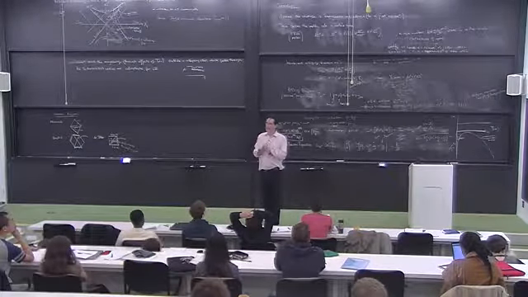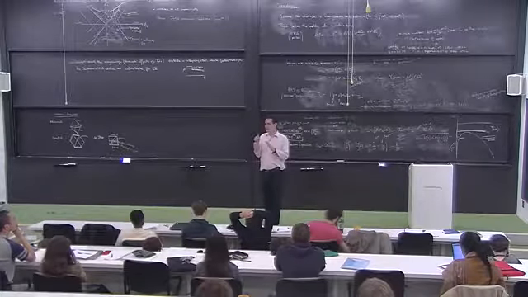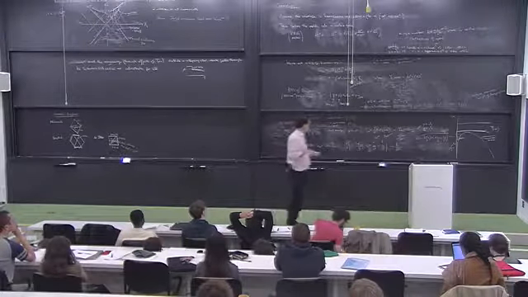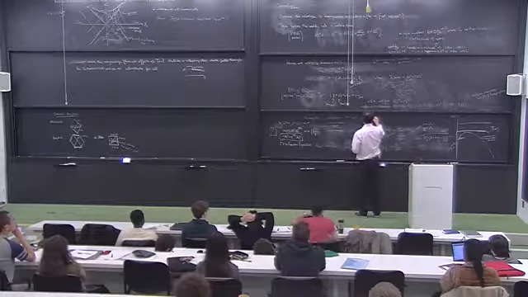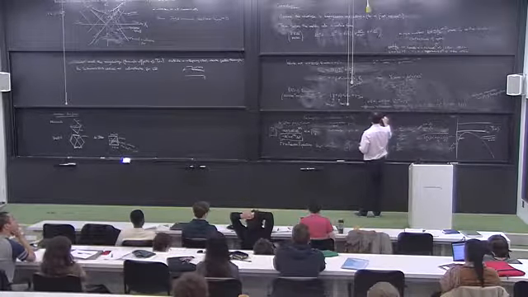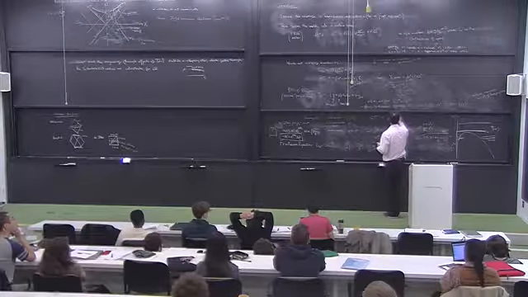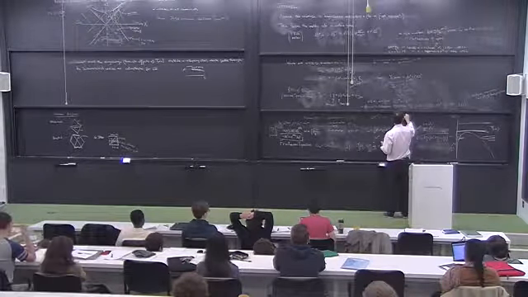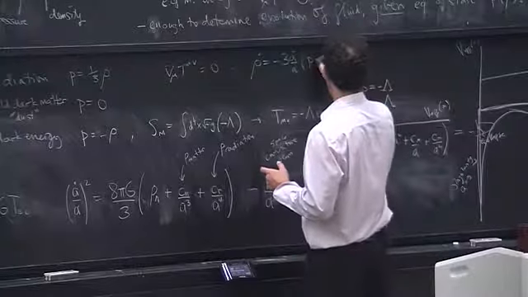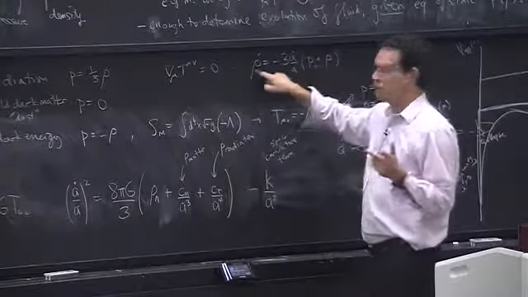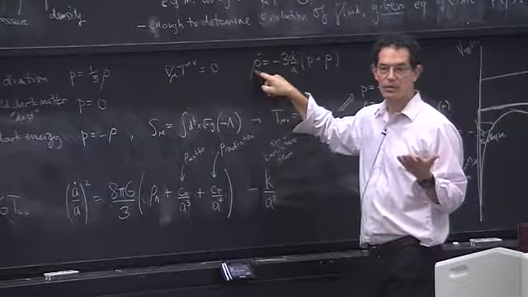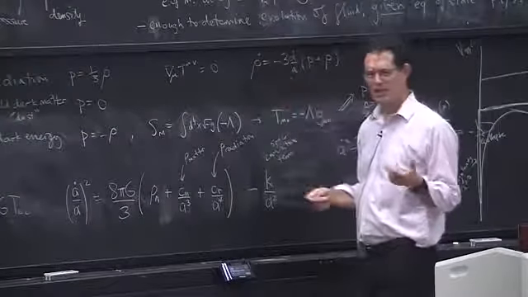Another way of saying it is conservation of stress energy. You can calculate del mu T mu nu equals 0. And it turns out this is just rho dot equals minus 3 a dot over a, times p plus rho. So if p is minus rho, then rho is a constant. As the universe expands, the density doesn't change.